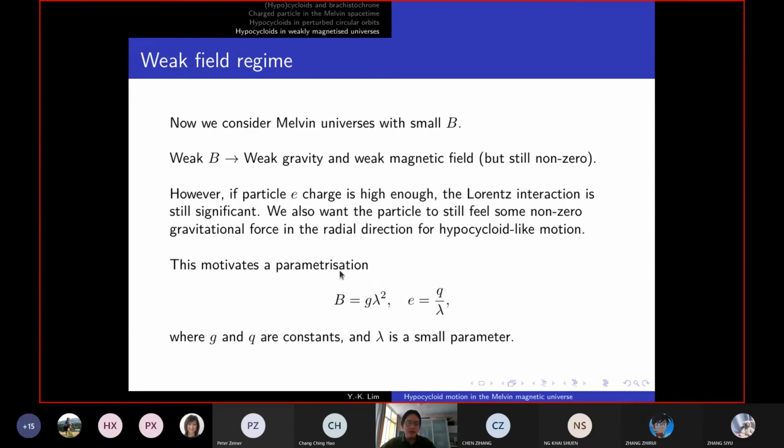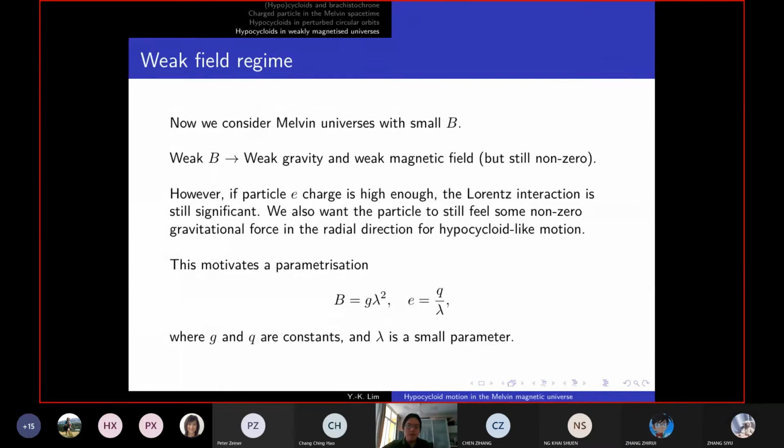So this is the reason why we are going to do an expansion of my equations of motion in a parameter lambda. I rewrite my magnetic field to be g lambda squared, and I take lambda to be small, so this term will be small, and at the same time I express E as q over lambda. So as lambda gets small, E will become large, and g and q are constants which can be large or small, depending on what I need later.